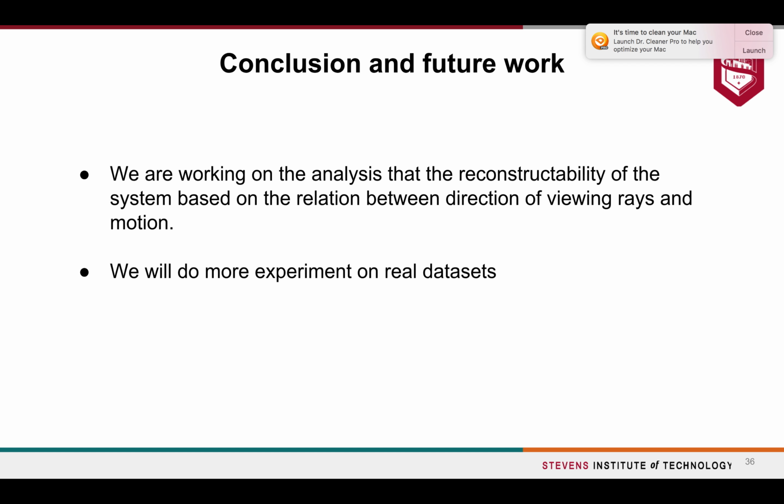And here is some future work. The future work is basically that we'll try to analyze the reconstructability, which for now we seem to have a relation with the direction of the width and the motion. And also we'll do more experiments on real data.